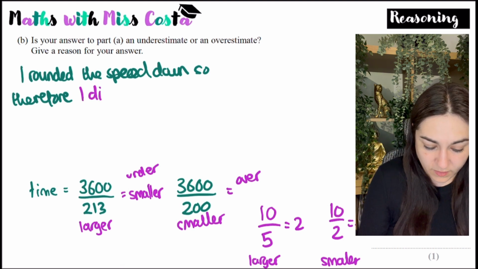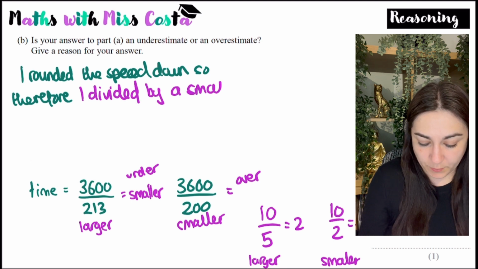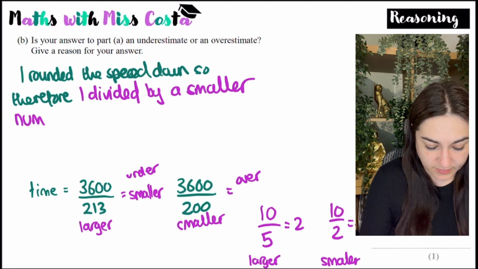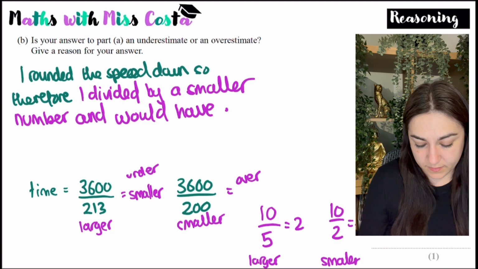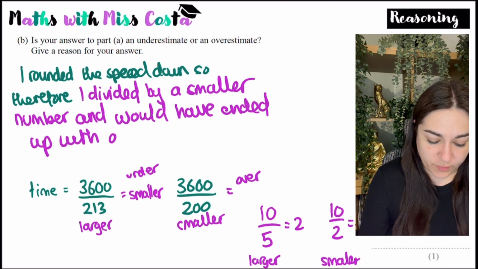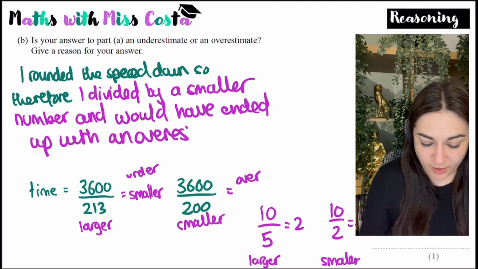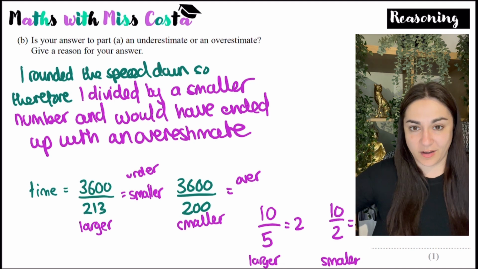So I rounded that speed down. Therefore, I divided by a smaller number and would have ended up with an overestimate. So the reason it's an overestimate is because you're dividing by a smaller number, and if you divide by a smaller number, you end up with a larger answer.